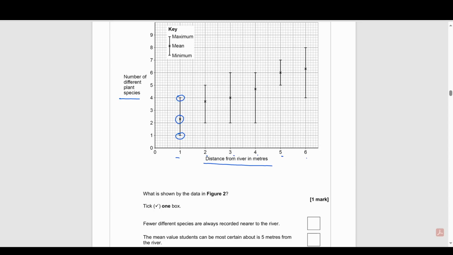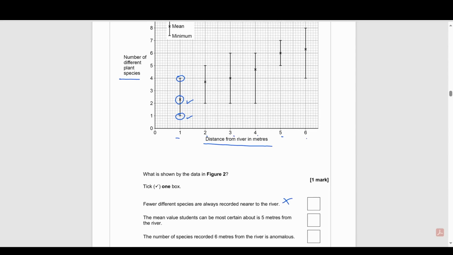So that means our mean should always be lower, our minimum should always be lower, and our maximum should always be lower. But what we can see is that our minimum is always lower, our mean is lower, but our maximum is not. So this is not correct.